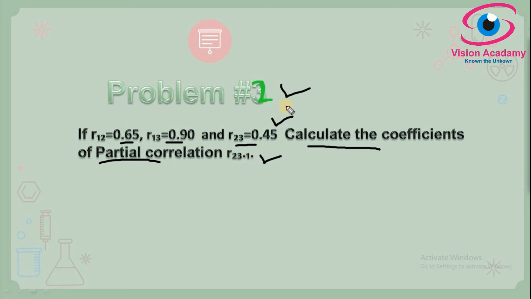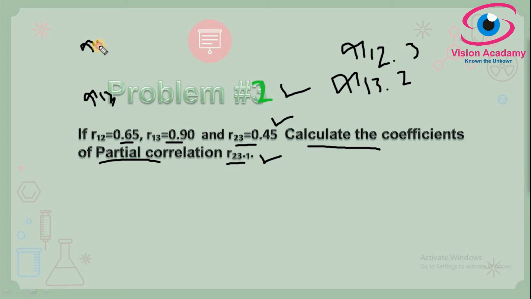So you can choose any option, that is R12.3, R13.2 or R23.1. We need R12, which is given. R13 we also need, which is also given, and one more thing, R23 we also need, which is also given.